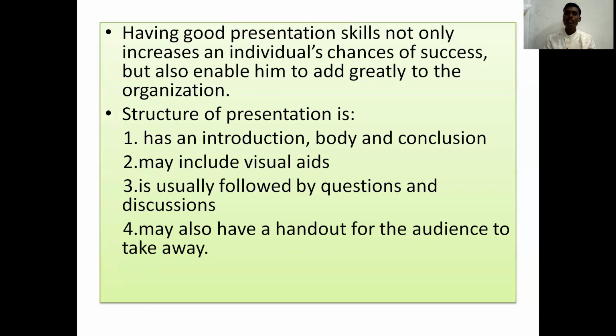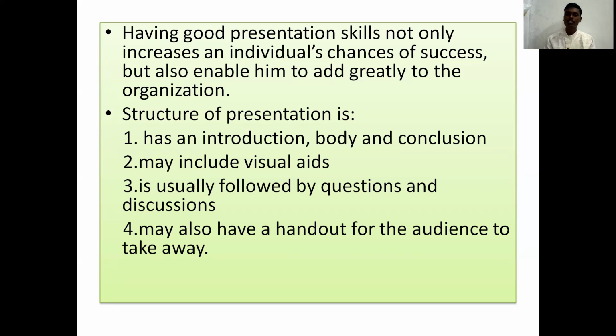Next, having good presentation skills not only increases an individual's chance of success, but also enables him to add greatly to the organization. As I have said before, not only do we get opportunities for success, but also the opinion of us will increase in society and in an organization, and other people will think positively about us.